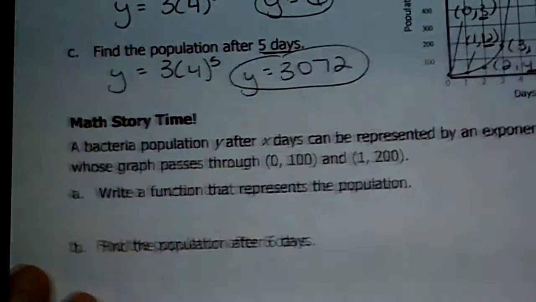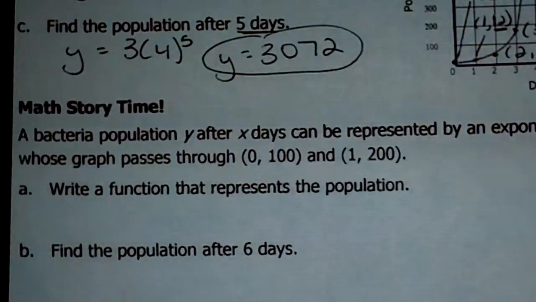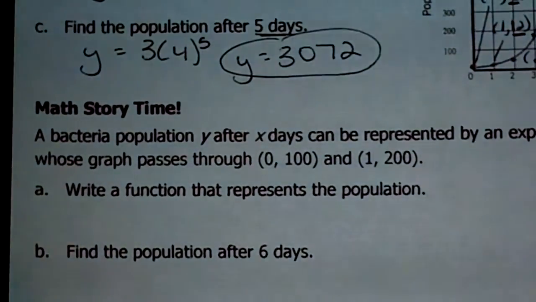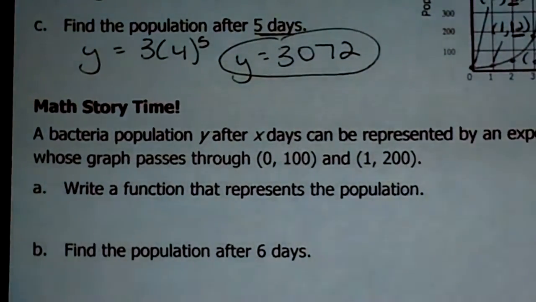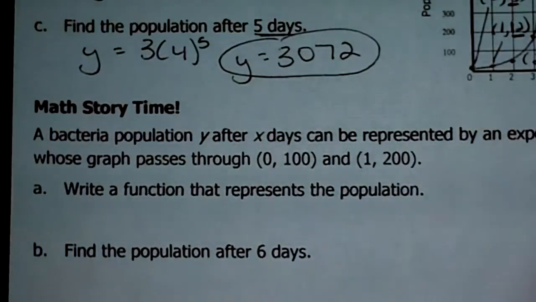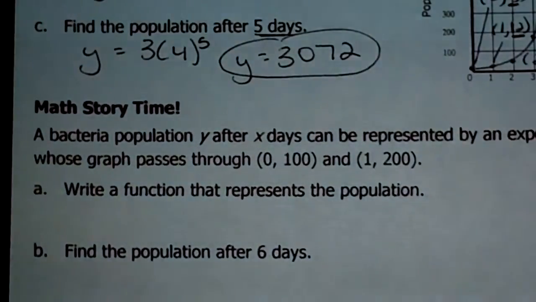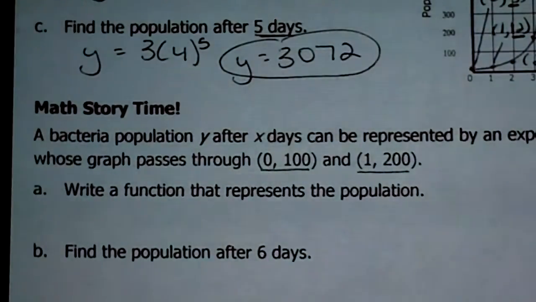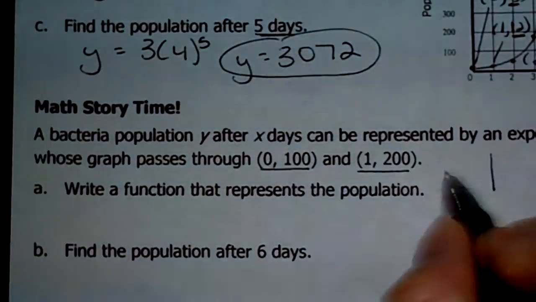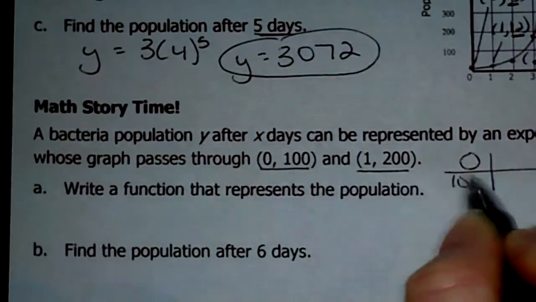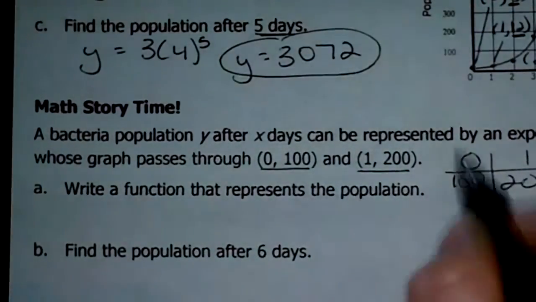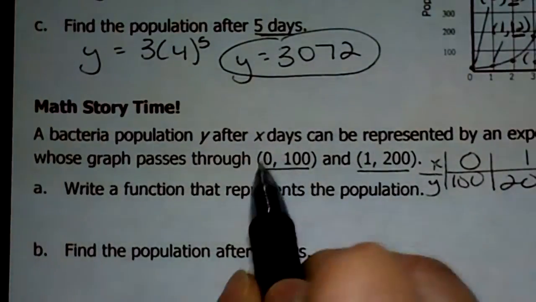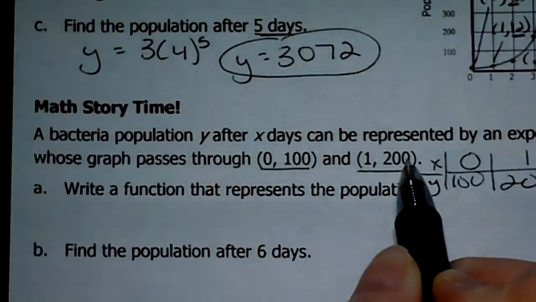All right, math story time. It's the best time. It's the most fun part of the notes. Again, it's about bacteria. A bacteria population y after x days can be represented by an exponential function whose graph passes through. So what I did right here is I gave you 2 ordered pairs. Or you can even look at it as I gave you 2 amounts in a table. Sometimes looking at it that way is helpful. That's what those are. This is x, this is y, this is x, this is y.